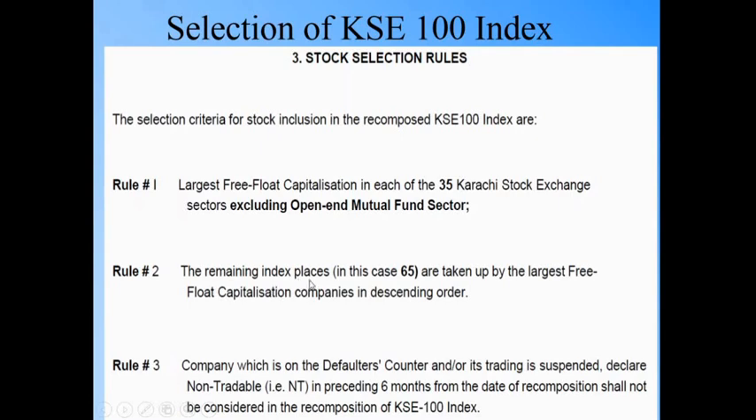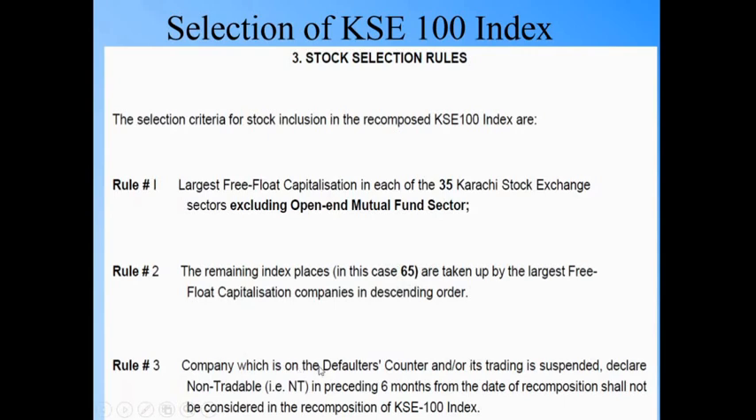The remaining index places, in this case 65, are taken up by the largest free float capitalization in descending order. So whatever the remaining companies are, they are arranged in descending order of their free float market capitalization, and the top 65 companies are selected. So this makes 35 plus 65, which makes 100 companies.